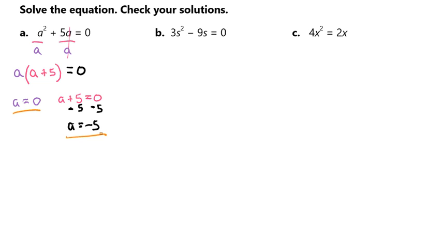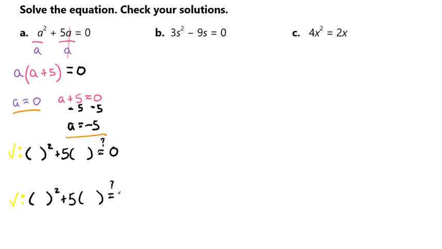And then the last thing we need to do is to check those solutions. We're going to do that by plugging them back in. So we have a squared plus 5a. We want to know, does that still equal 0? Because we've got two answers, we're going to need to check both answers to make sure that neither of them is extraneous, which means it's kind of like an extra answer. So we'll start by checking our 0. When we plug that into the calculator, we're going to get an answer of 0. And we see that matches what we needed it to match, so a equals 0 is a solution.